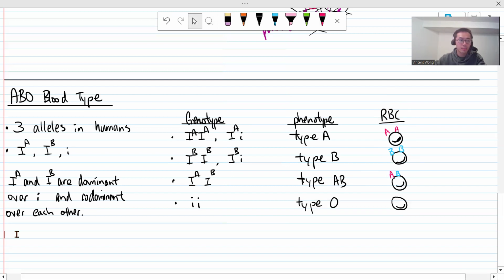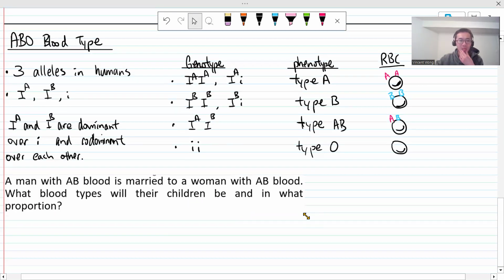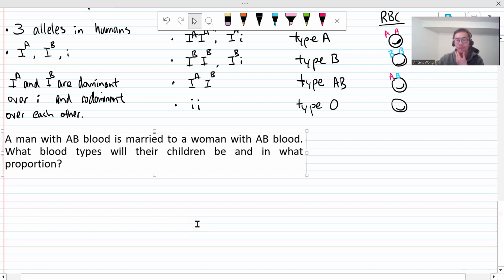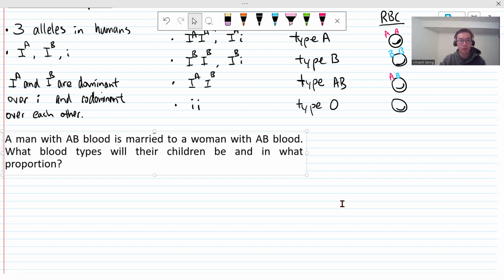Okay, so let's do a genetic problem. This is from the PowerPoint slides. Example 1. A man with AB blood is married to a woman with AB blood. What blood types will their children be and in what proportion? Okay, so the man is AB blood, so the genotype has to be IA IB. There are no other possibilities. For the woman, she is also IA IB, right?